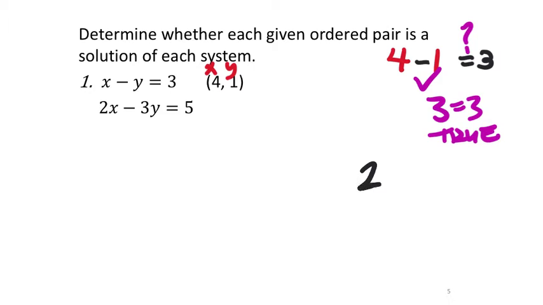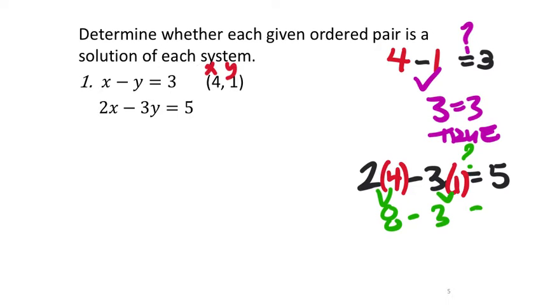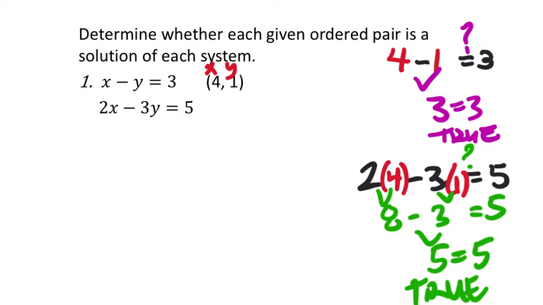Well, that's 2x minus 3y equals 5. So let's replace those two values, x and y, with the numbers that they gave us in the ordered pair, where x is 4 and then the y is 1. And we'll check this one also for truthfulness. 2 times 4 is 8. 3 times 1 is 3. Does this equal 5? Yep. 5 does equal 5. And that's true. So I got a true statement on both, which means that yes, the ordered pair is the solution.